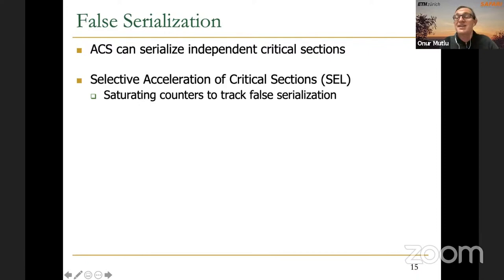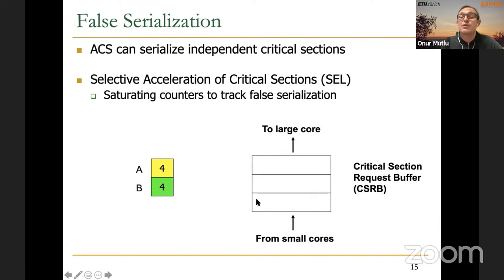This is our critical section request buffer. These are requests coming from small cores, and the large core actually picks those requests and executes them, right? And let's say these are our saturating counters to track false serialization. How many times did I falsely serialize critical section A versus critical section B? Because I know what critical sections are coming.